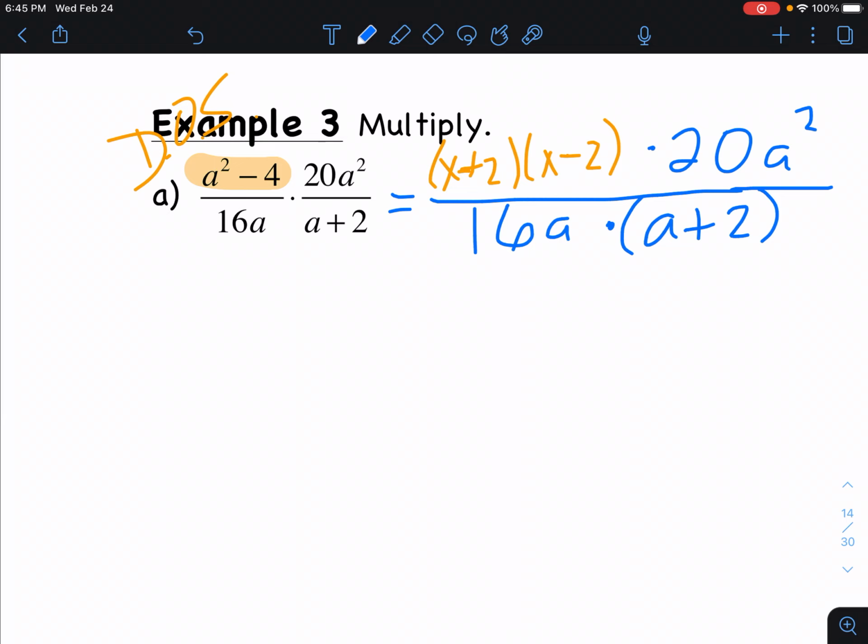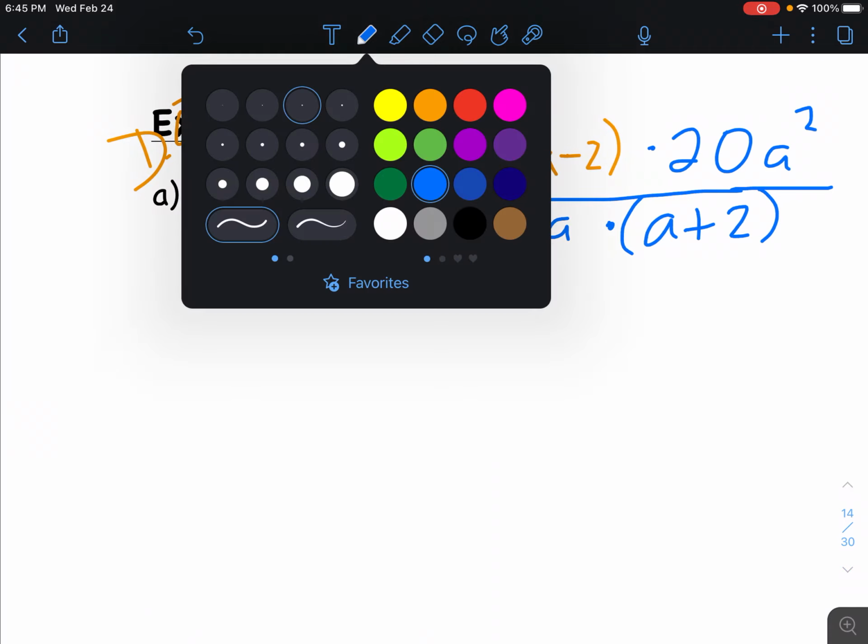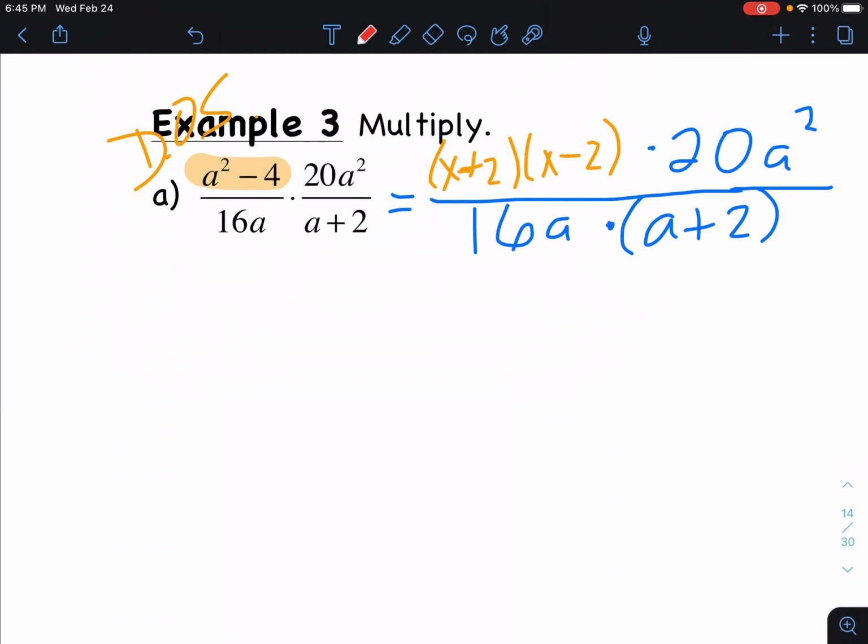Now, based on what we worked on yesterday, we're trying to see what we can cancel at the top with what's at the bottom. So when they're binomials, such as x plus 2 and x plus 2, we can cancel those out. When binomials are identical, one at the top can cross out with one at the bottom.